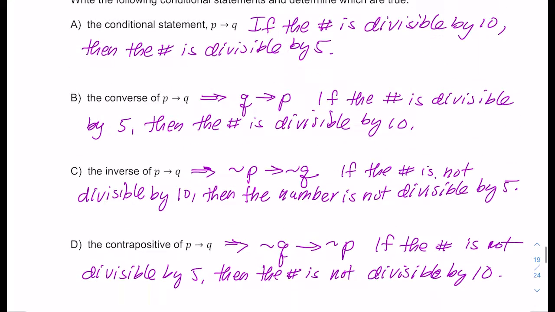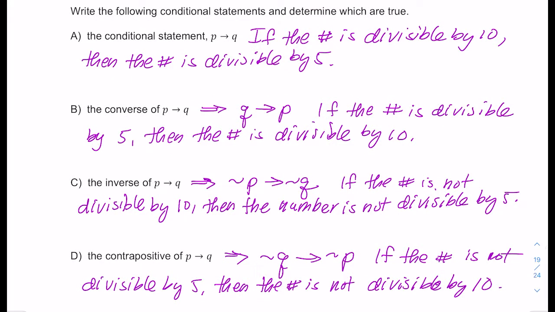Let's figure out whether these are true or false statements. So if I go to A, if a number is divisible by 10, then it's also divisible by 5. So think of numbers 10 can go into. Will 5 always go into that? That's true. Think of the number 20. 20 is divisible by 10. 20 divided by 10 is 2. And you can also divide 5 into 20. It works for every number that 10 goes into.